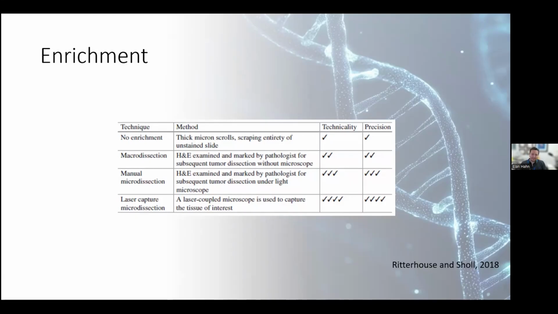Manual microdissection uses a light microscope, which is what we use here after circling, to make sure you're getting the circled area scraped for extraction. And laser capture microdissection uses a laser-coupled microscope to capture the tissue of interest. So depending on your lab's capabilities, the requirements of the test, and the tissue that you're using, you may use different techniques for enrichment.